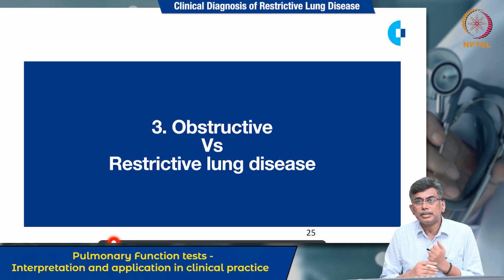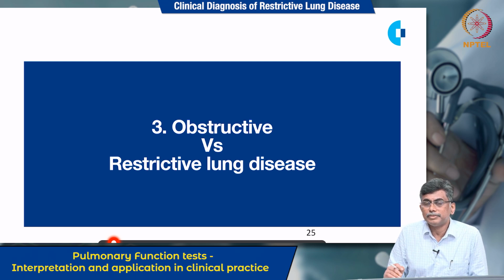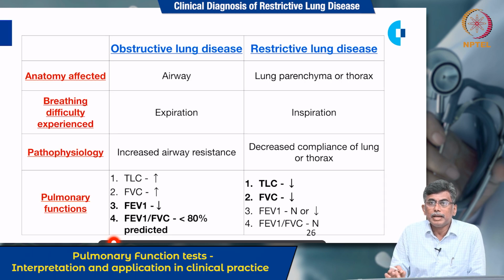Now coming to the third topic, so we have completed what we mean by the term restrictive lung disease, then we have seen what are the diseases that come under restrictive lung disease. Third, now we are going to see how to differentiate restrictive lung disease from obstructive lung disease. We have got a table here which demonstrates the differences very clearly.